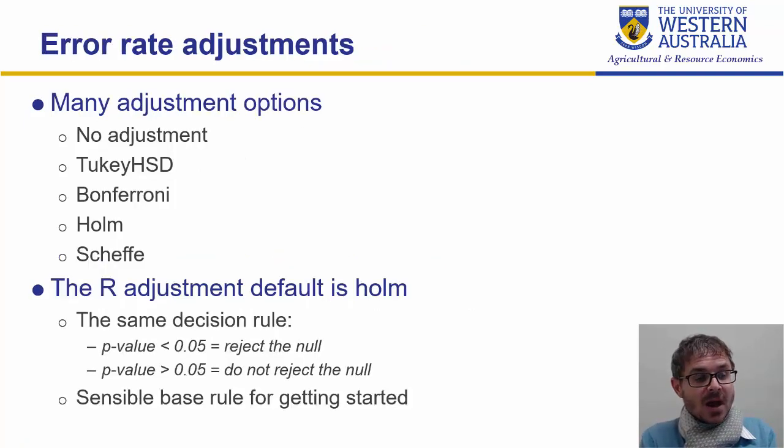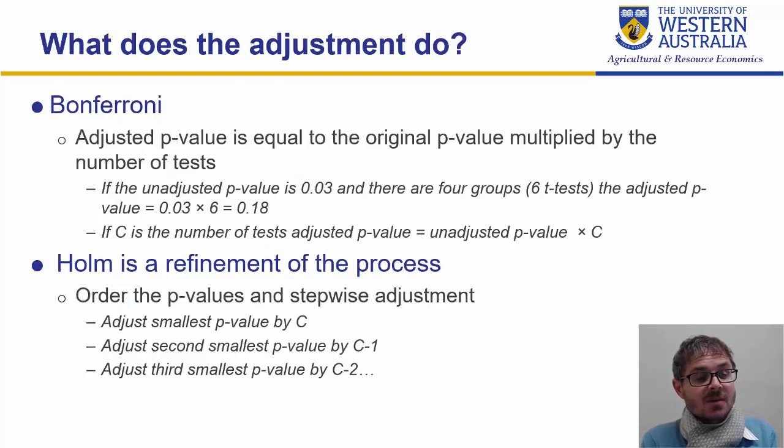So there are a whole number of these tests. Most of these adjustments are available in the software that we use. One of the most commonly seen adjustments is this Bonferroni adjustment, and that's an option available in R as well. How does it work? It says take the p-value and multiply it by the number of tests.